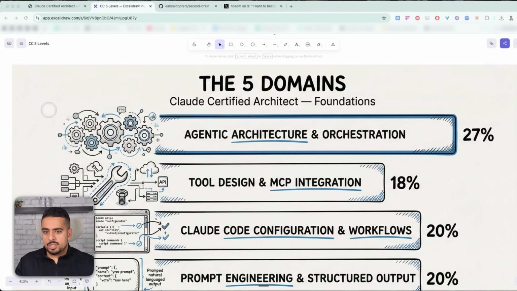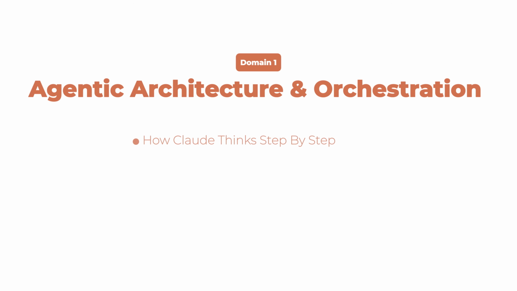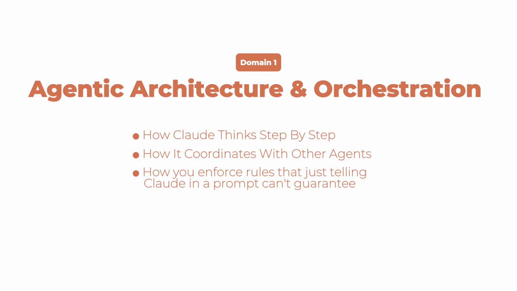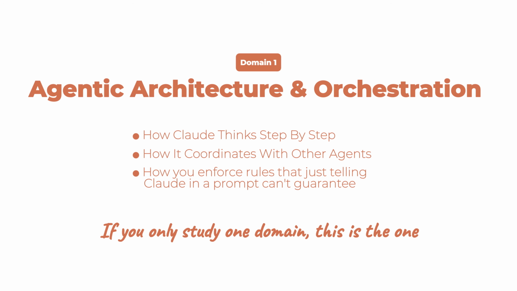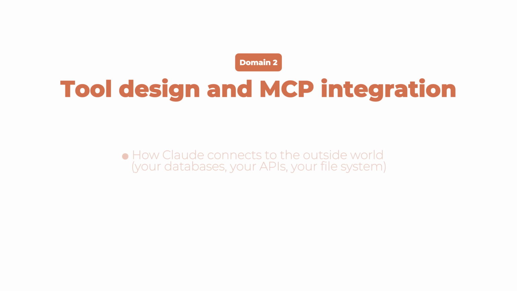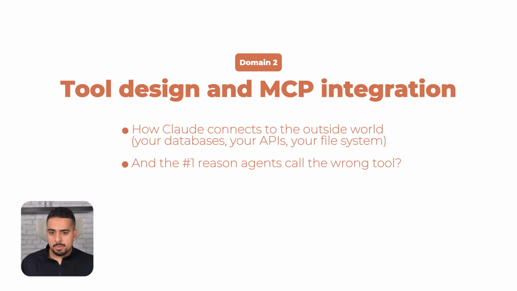So the biggest one, which is 27% of the exam, is agent architecture. So this is basically how Claude thinks step by step, how it coordinates with other agents, and most importantly, how you enforce rules that just telling Claude in a prompt can't guarantee. If you only study one domain, this is the one. Now, tool and MCP integration is at 18%. So this is how Claude connects to the outside world, your databases, your APIs, your file systems. And the number one reason why agents call the wrong tool is actually embarrassingly simple, and we'll get to that shortly.